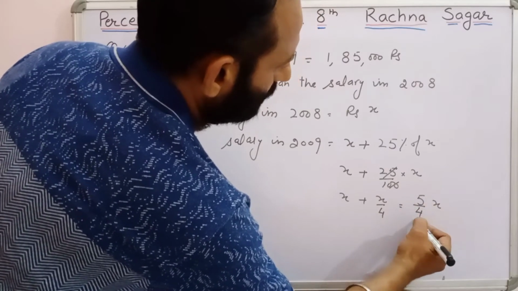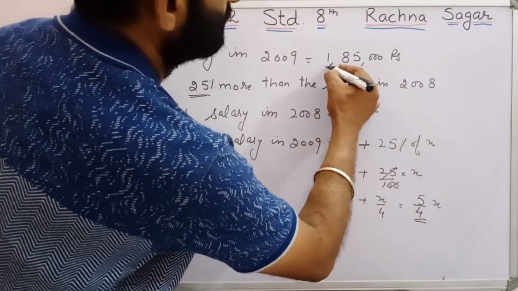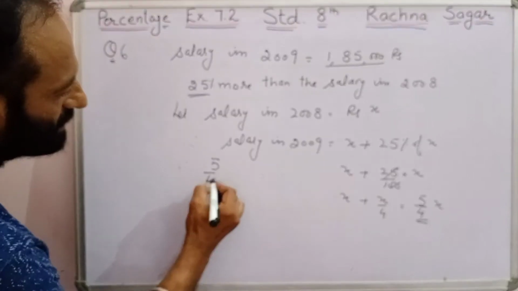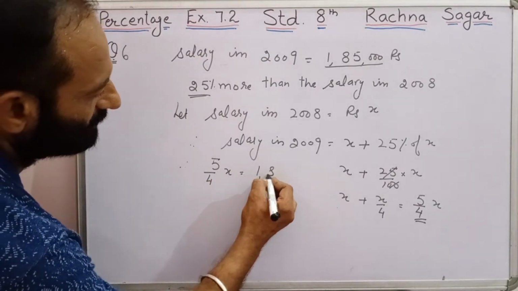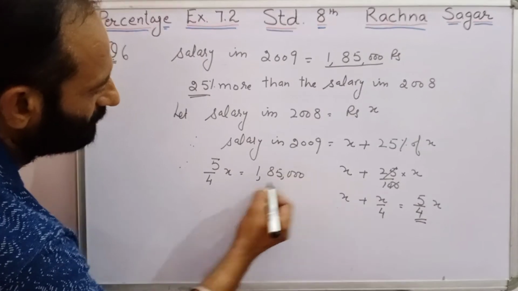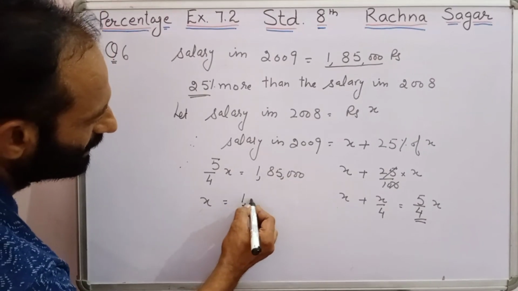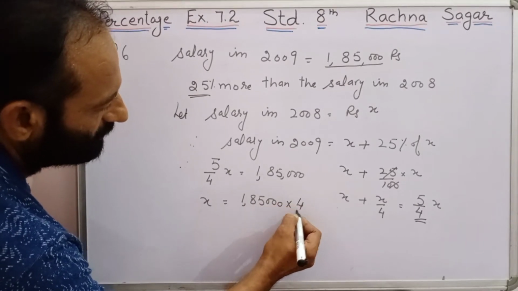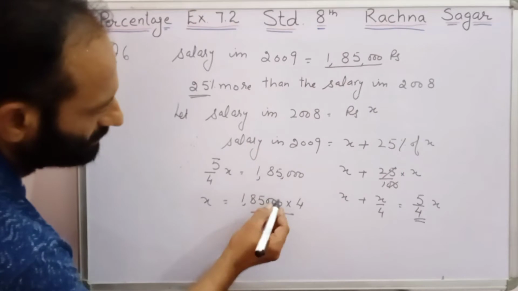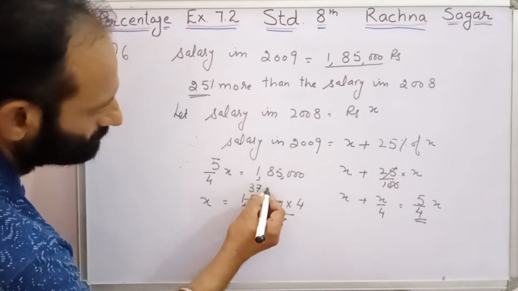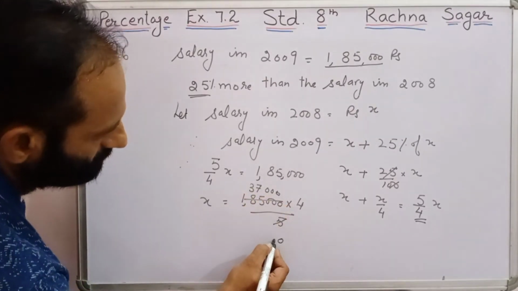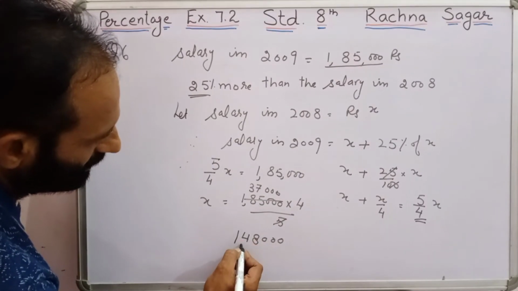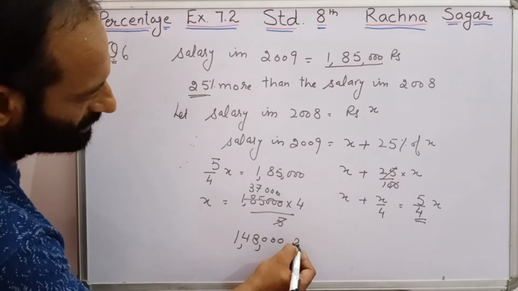Now salary in 2009 is 1,85,000. Therefore 5 by 4x is equal to 1,85,000, and we get x is equal to 1,85,000 into 4 by 5, that is 1,48,000 rupees.